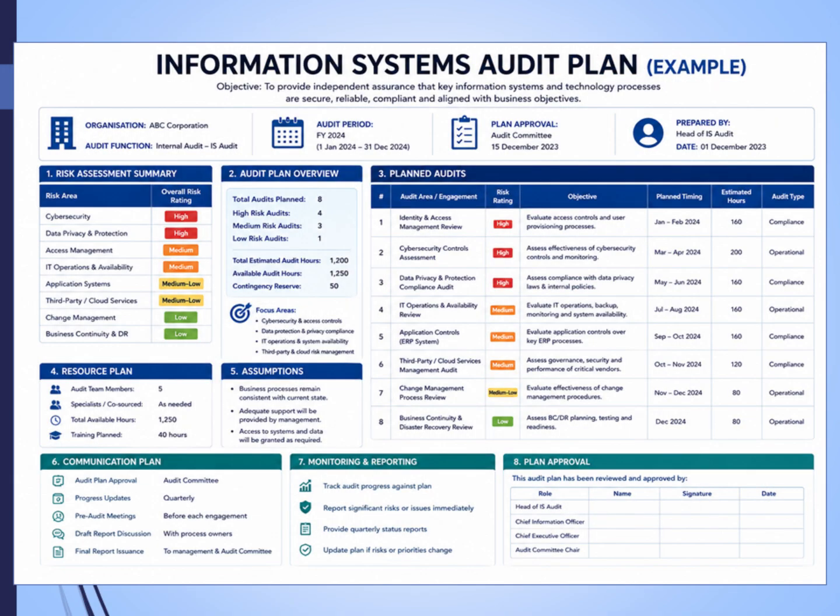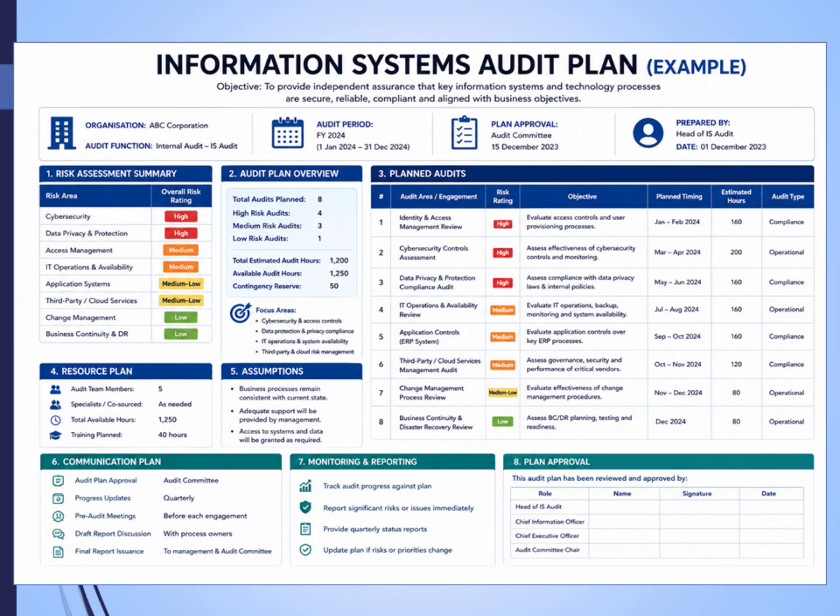This example shows how a risk-based information systems audit plan is structured and managed across the audit period. The plan begins with a risk assessment summary that identifies high, medium, and low-risk areas across the organization, helping internal audit prioritize where assurance is needed most.